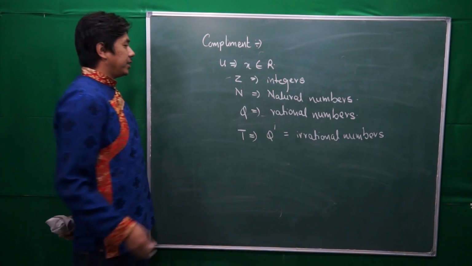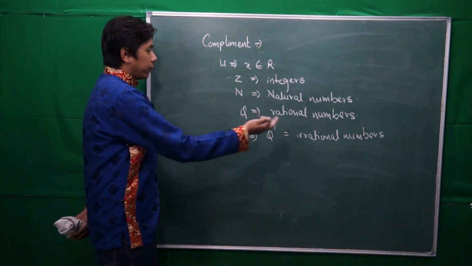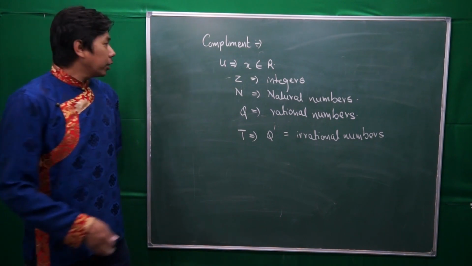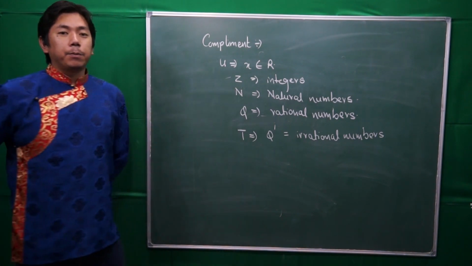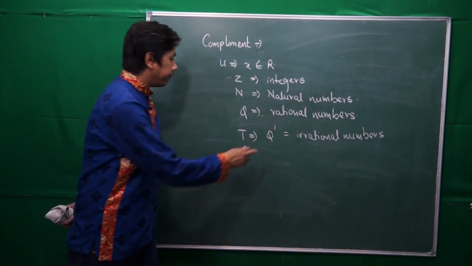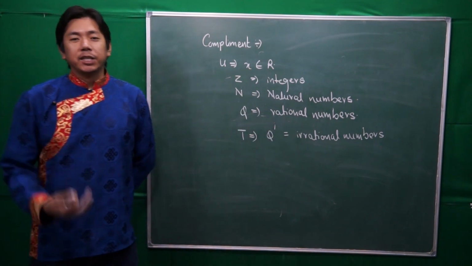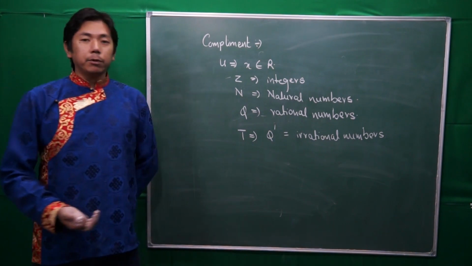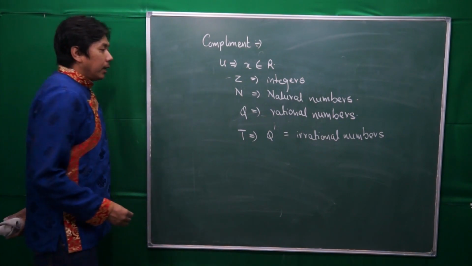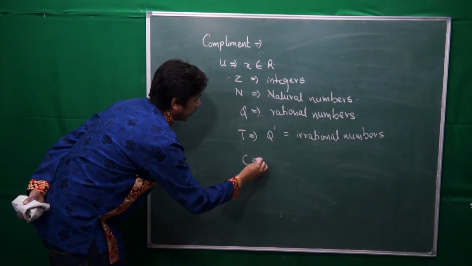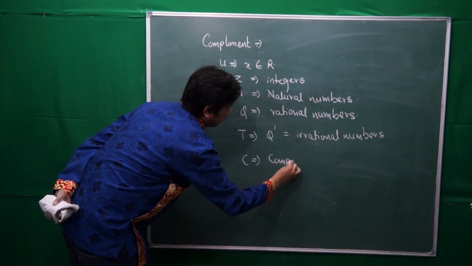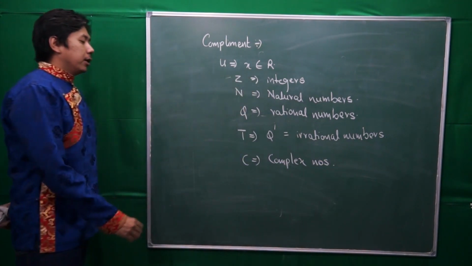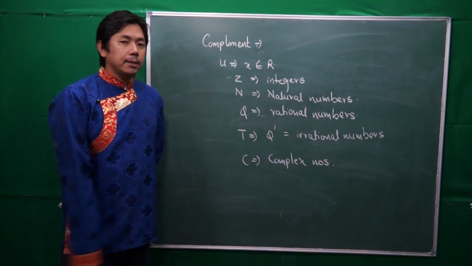Okay, so these are certain symbols that we use in mathematics daily. Z for integers, N for natural numbers, Q for rational numbers, and T for irrational numbers. Or using the complement operation, Q complement is irrational numbers. All the numbers that are not rational would be irrational. Simple. Then we have last C as well, which is complex numbers. If you do not know what a complex number is, we'll be talking about it later in class 11th.